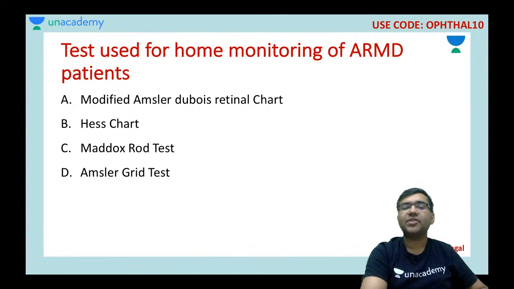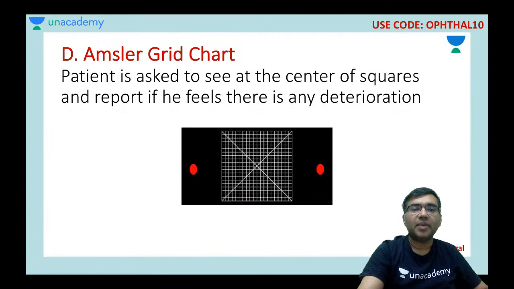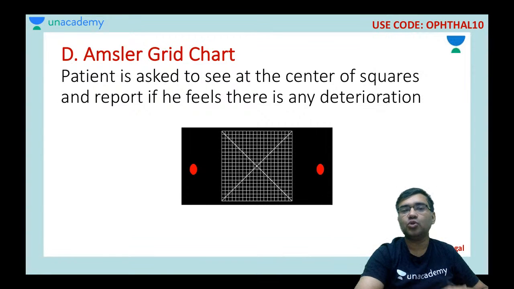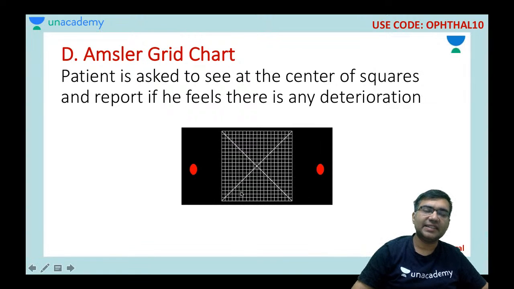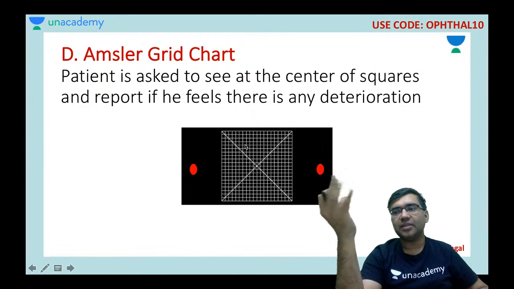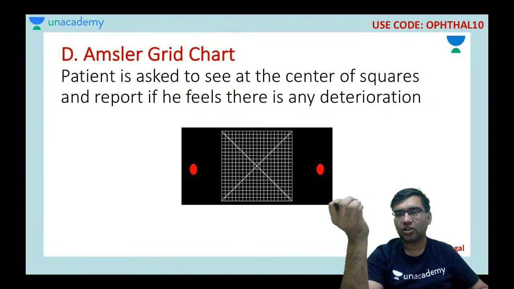Now here sometimes the students get confused between the Amsler grid and Amsler-Dubois retinal chart. So remember, whenever we are talking about the Amsler grid test, it basically is used for the home monitoring of the patient who is suffering from any macular disorder. If you can see in this picture, you are seeing a large square where there are a lot of small squares. So what I tell the patient is to look at the center of the square.